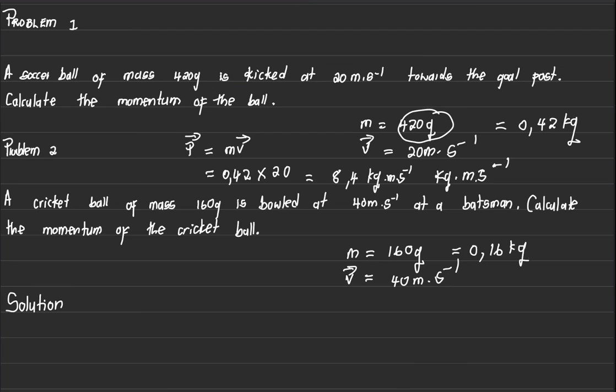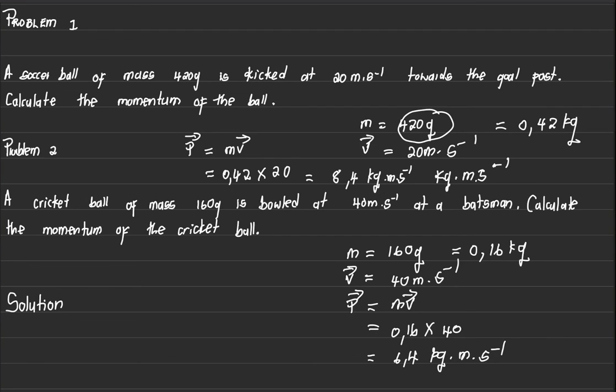0.16 kilograms. So the formula for momentum is P, which is equal to mv. So our mass is 0.16 multiplied by 40, which is our velocity, and 0.16 multiplied by 40 is equal to 6.4 kilogram meters per second.